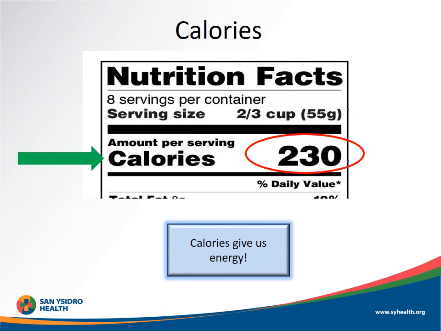Now, let's look at number 2 on the food label, calories. A calorie is a unit of energy. Calories in foods come from carbohydrates, protein, and fat. Calories give us energy, meaning we need them to be able to think and be active. It's important that we get enough calories in order to keep us feeling energized throughout the day.